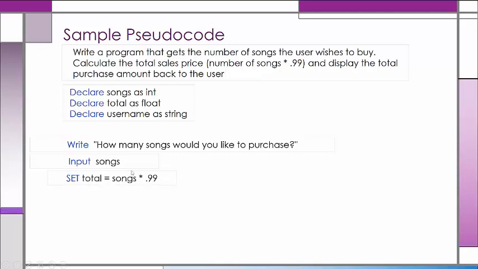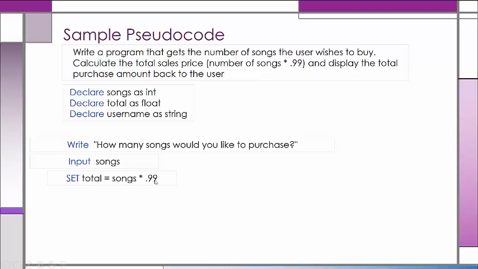So next, now that we know how many songs the user puts in, we want to calculate the price, which is a simple calculation. Songs, whatever value is in songs, times, remember asterisk is times, 0.99. So that makes sense. Once that calculation is done, the total gets put into this variable that we've called total, which is a float. Okay, so set total. Here we're putting a value into total, but instead of getting it from the user, we're calculating it based on what the user put in above.